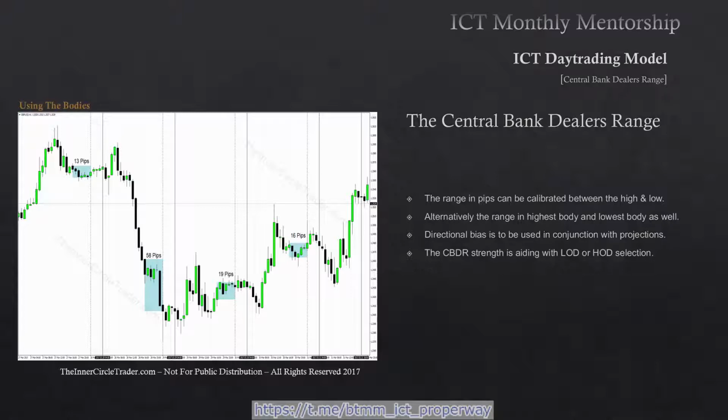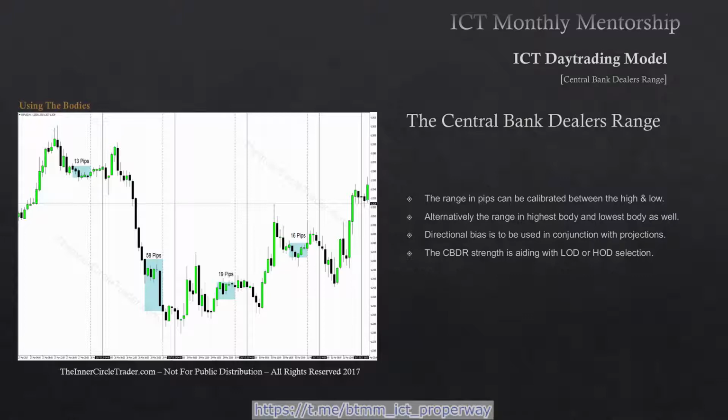Now this chart represents the central bank dealer's range using the bodies. Now I will have to admit to you, I like to use the bodies predominantly because the wicks are always going to show erroneous price because of your dealing spread through your broker. Everyone's going to have a disparity between their high and their low on every candle. It's never going to agree. So what I use is the bulk of the trading, which is the body.